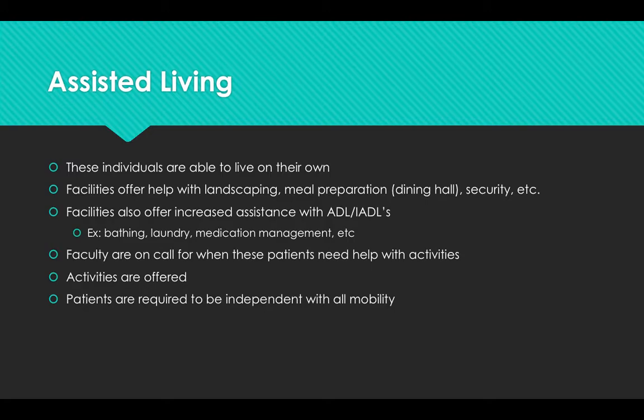Assisted living, again, able to live on their own, with help for landscaping, meal prep, security still involved. But the other component of this is that they're needing increased assistance for what they call their ADLs and IADLs, which can include bathing, laundry, medication management. So with these facilities, faculty is usually on call for the patients when they're needing help. And then again, clubs and activities are offered. And again, they are required to be at an independent level with mobility. So they're just getting that extra assistance for those ADLs and IADLs.